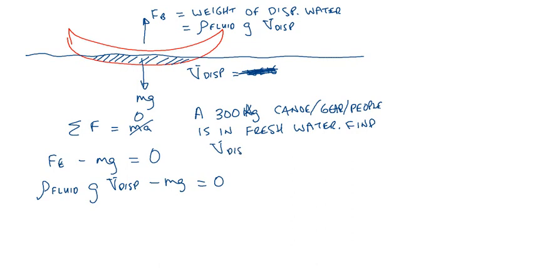You can see that this is pretty easy stuff, right? Move the mg over to the other side. I've got a g on the right and a g on the left. Those will cancel out, divide by the displaced volume.